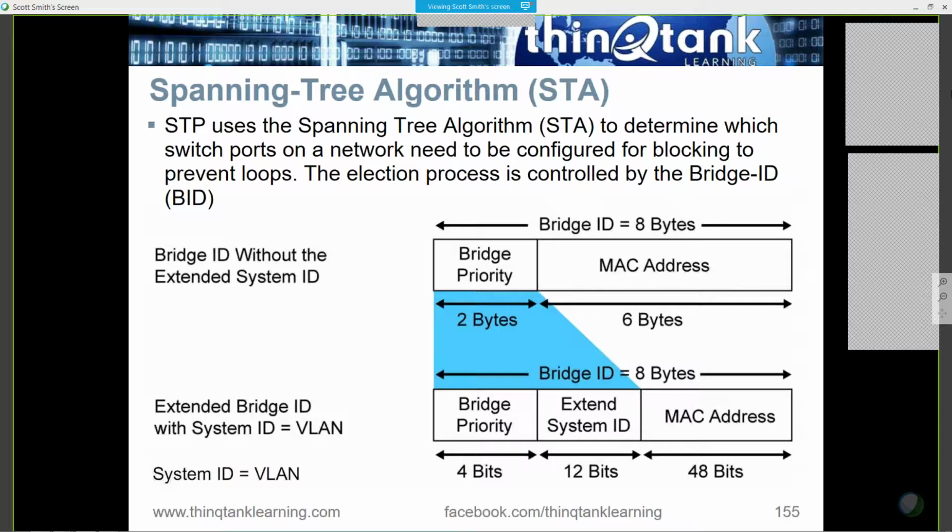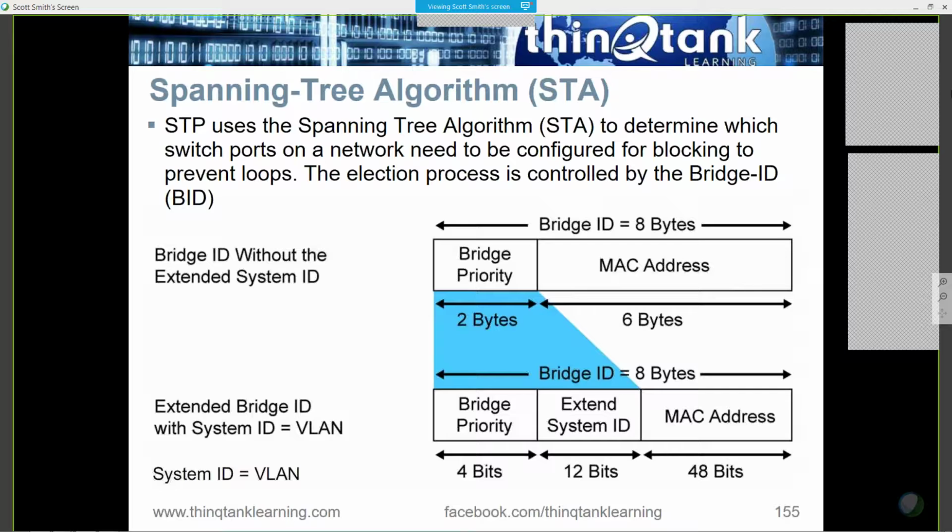Priority is a value that you can set as a system administrator. Every single switch, not only Cisco, but everybody else, uses a default priority of 32,768. MAC address is the base MAC address of the switch.